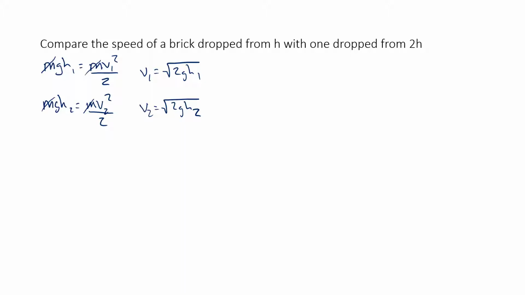But the thing we want to get to here is we want v2 to be equal to something times v1. That'll tell us the ratio of the speeds between the two things, which means we need v2 to be equal to some number times the square root of 2gh1. We don't have that. We have the square root of 2gh2, but we do know that h2 is equal to 2 times h1. So we go back in here and substitute that in. v2 is equal to the square root of 2g times 2h1.